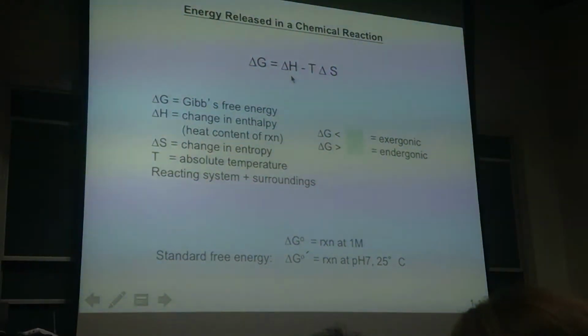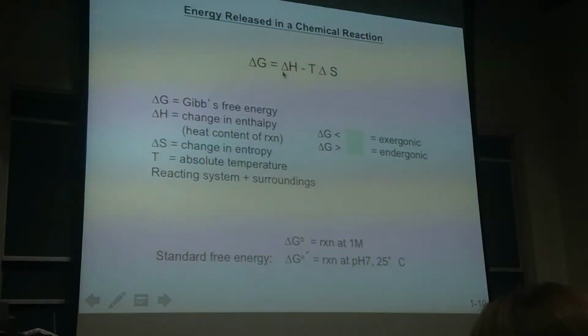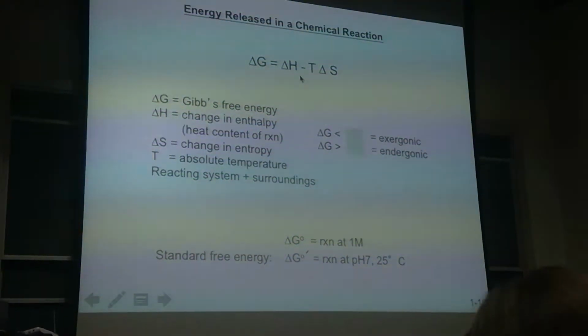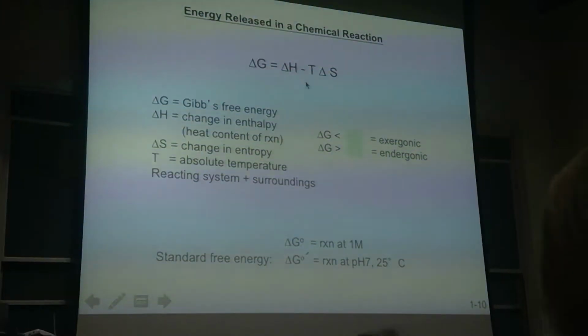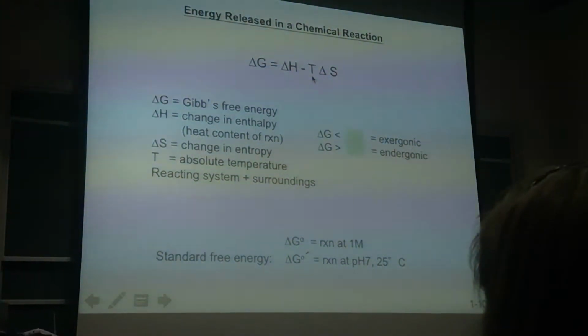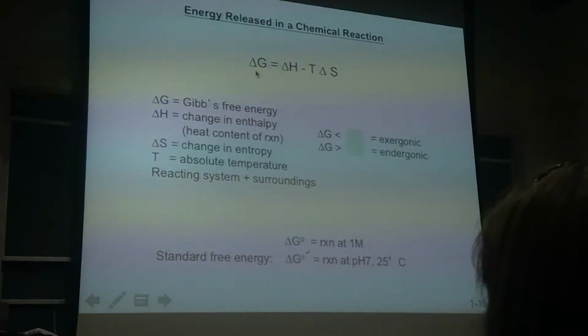Delta H is the change in enthalpy, so that is usually thought of as heat, right? Is it producing heat? Is it taking up heat? T is the absolute temperature, so that's in Kelvin. That's always plus 273, so 298 is 25 plus 273. And delta S is the change in entropy. Whenever you see the delta, it's change, and then G is Gibbs free energy, H is enthalpy or heat, T is temperature in Kelvin, and S is for the change in entropy.